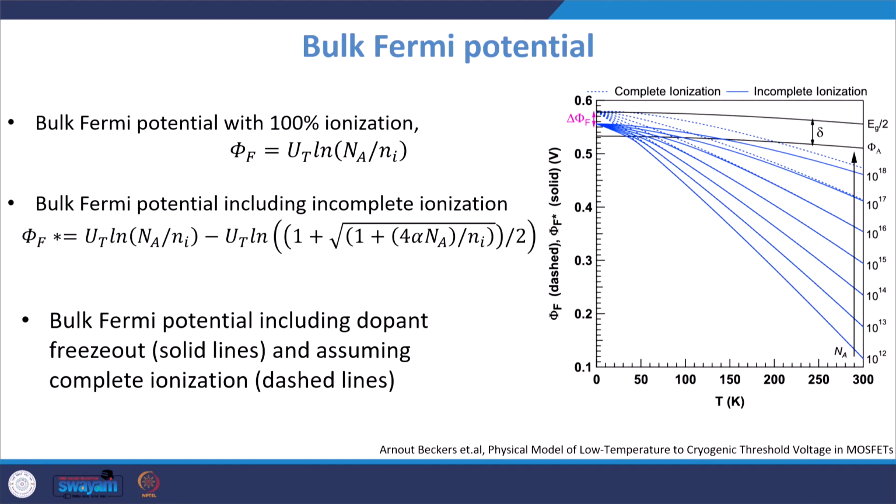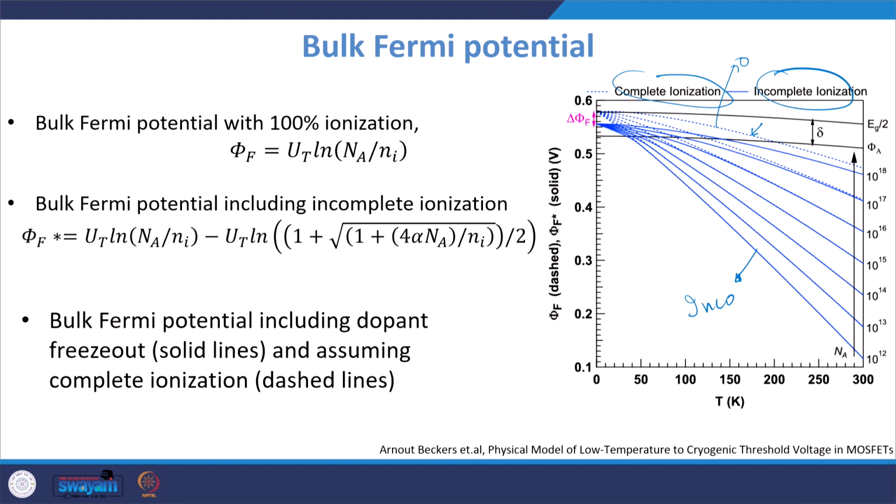If you look at the right hand side figure, which has temperature on the x axis, you have phi f and phi f star. So phi f is the dashed curve, this dotted curve which you see, the Fermi level, and the solid lines are basically phi f star, which means with incomplete ionization and with complete ionization. This one is complete ionization, these blue colored dotted lines are incomplete, and this is complete.